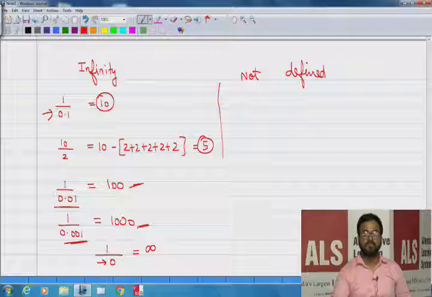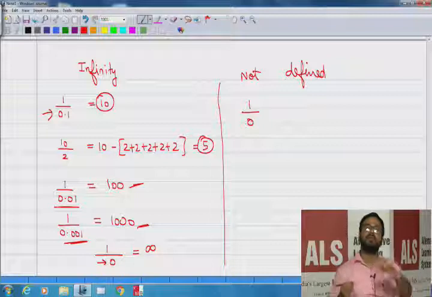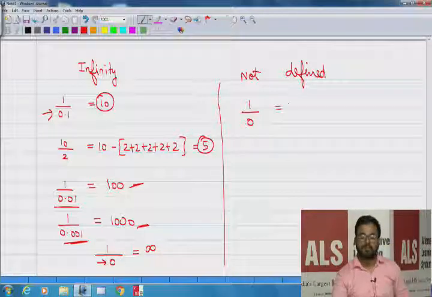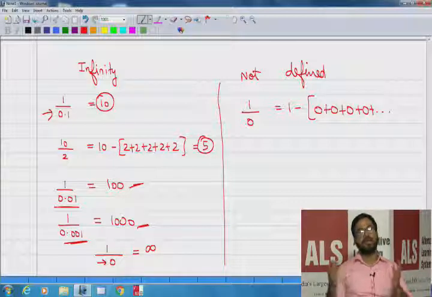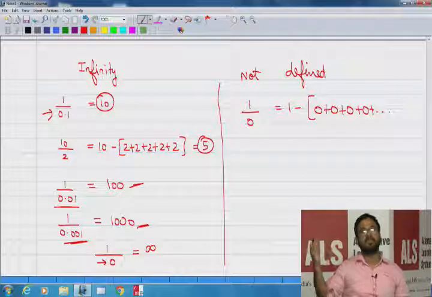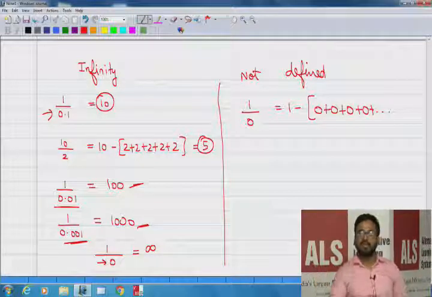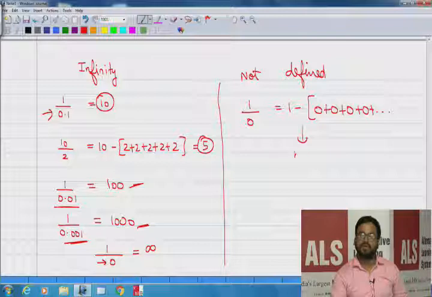Now what do we mean by not defined? If you take 1 divided by 0, it basically means how many times you will add 0 to make it equal to 1. So 0 plus 0 plus 0 plus 0. How many times are we going to add 0 to make it equal to 1? It is not possible ever. You can add 0 lakh times or crore times or million times, it will never be equal to 1. That's why this case is known as not defined.